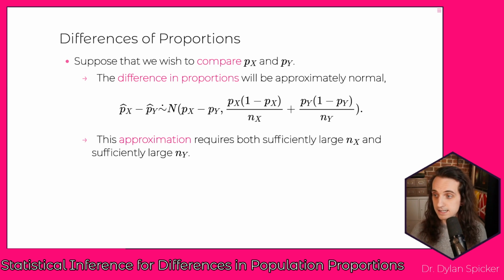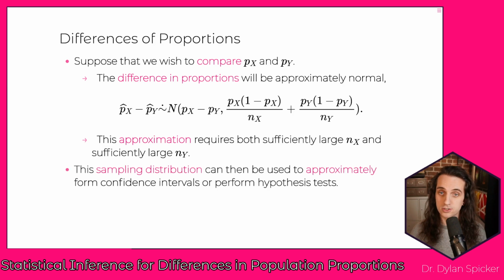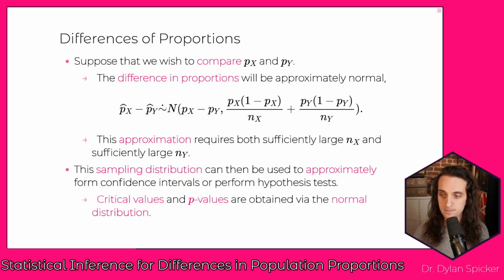Now, we need nx and ny to both be sufficiently large, right? But if that holds, then the sampling distribution here can be used. And it's going to be able to be used to form either confidence intervals or to perform hypothesis tests, where we're thinking about these as all being normal-based procedures. If we need critical values or p-values, we're going to be obtaining those through the normal distribution.